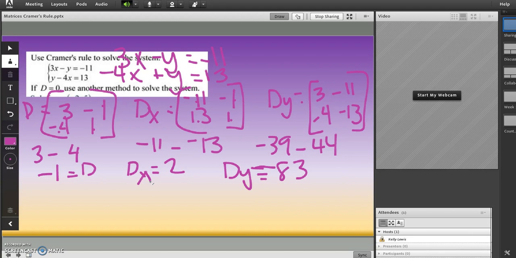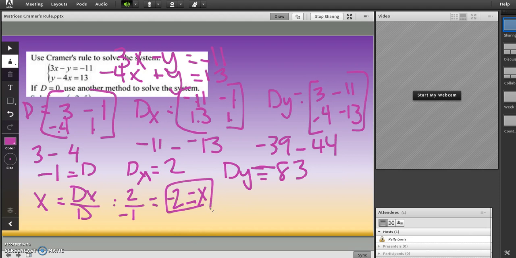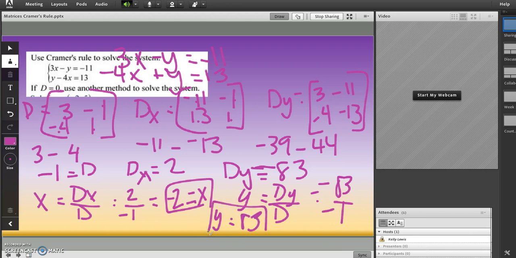All right, then x is dx over d. So I get 2 over negative 1. So I get negative 2 for x. And then y is dy over d. So I get negative 83 over negative 1. Means that y is positive 83. All right, so my final answer is negative 2, comma, 83.